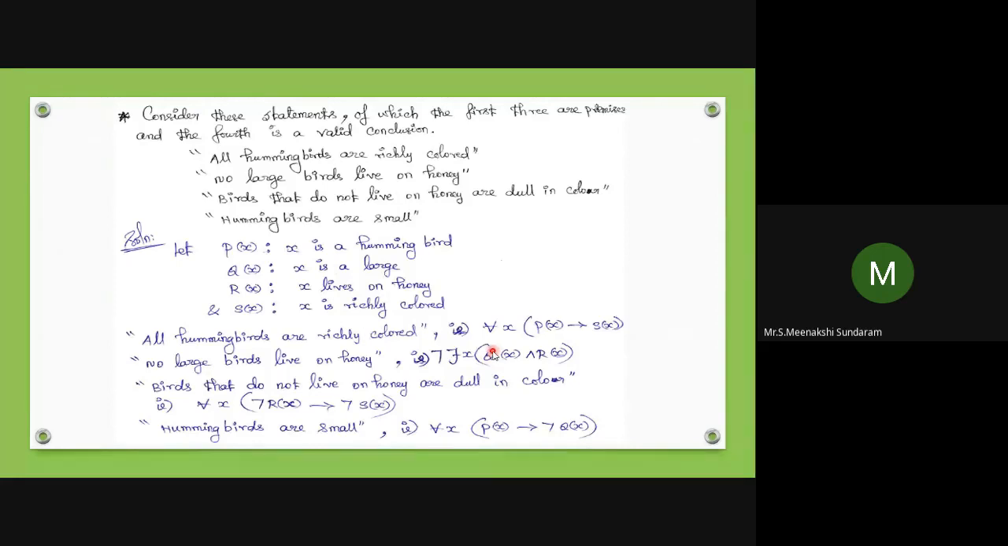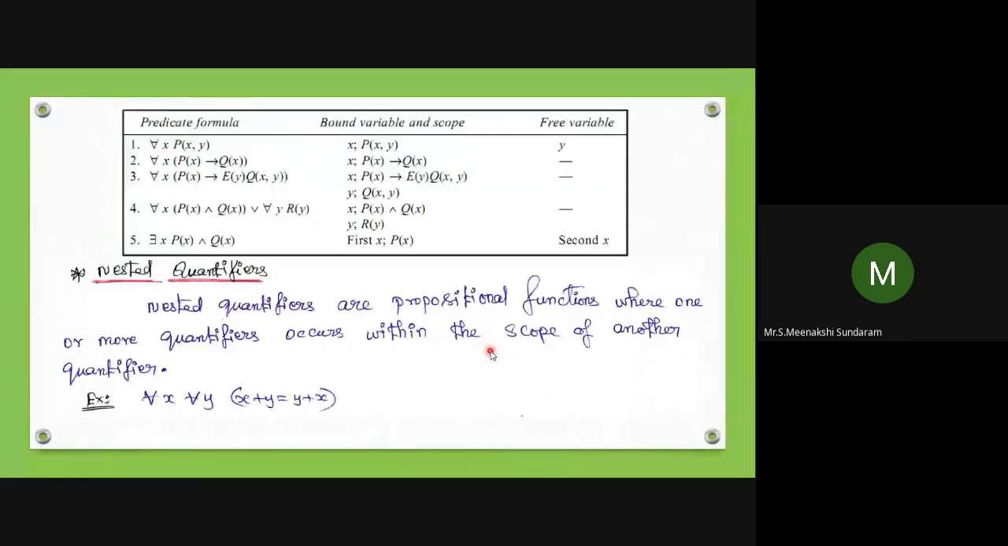And one more topic: predicate formula, bound variables and scope, free variables. What are the bound variables? What are the free variables? For the first one, for all x, P of x comma y: x is a bound variable, y is the free variable.